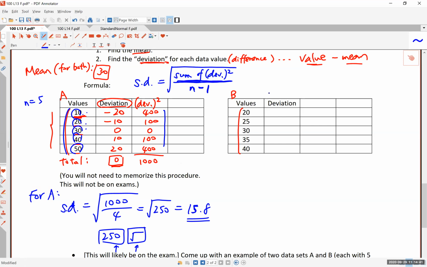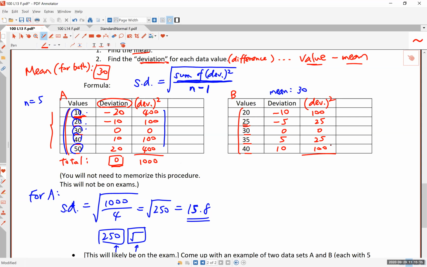Remember here, the mean was also 30, right? So 20 minus 30 is negative 10. 25 minus 30 is negative 5. 30 minus 30 is 0, 35 minus 30 is 5, 40 minus 30 is 10. And then in the next column, we square each deviation. Negative 10, quantity squared is 100. What's negative 5 times negative 5? 25. 0, 5 squared is 25, and 10 squared is 100.